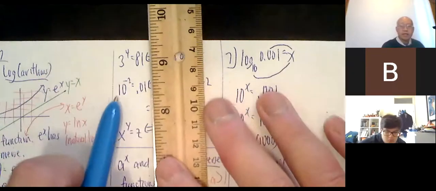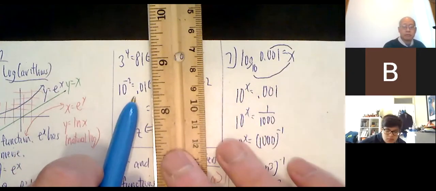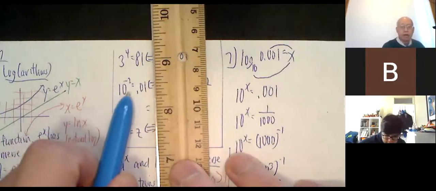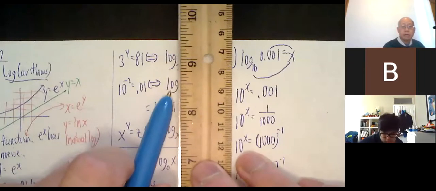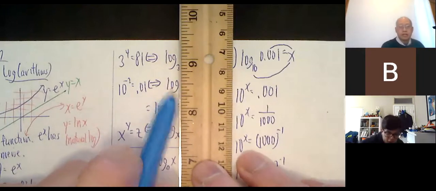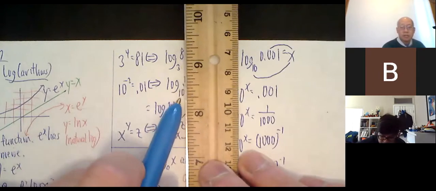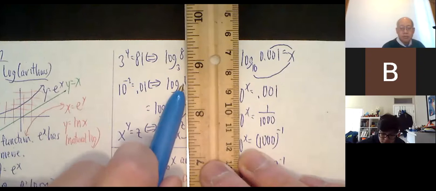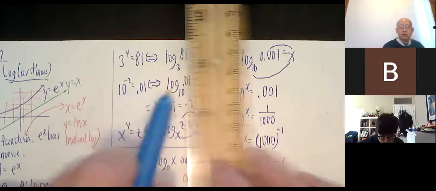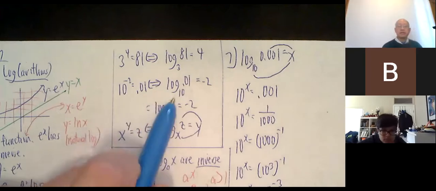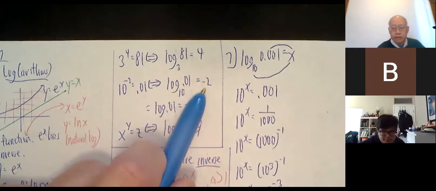Okay. 10 to the negative 2 equals 0.01. Write it as a log. So if I'm going to write it as a log, I better write log, L-O-G. Start with the base. The base is 10, which actually means you don't have to write it. So I put the 10, but it's optional. You can leave it off. And then the exponent is all by itself. So negative 2 goes there, 0.01 here. Okay, so log base 10 of 0.01 equals negative 2.